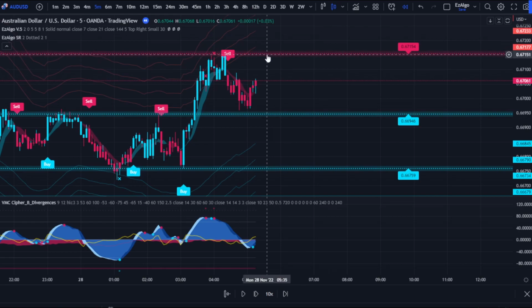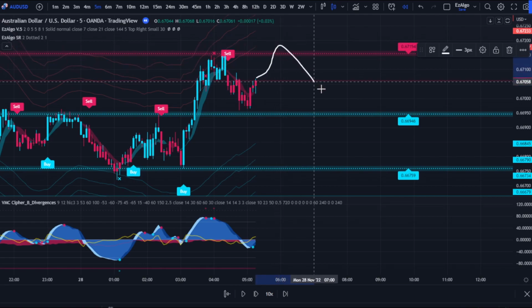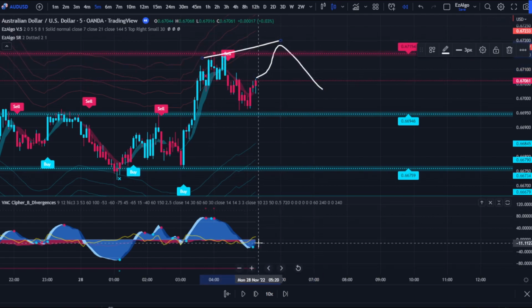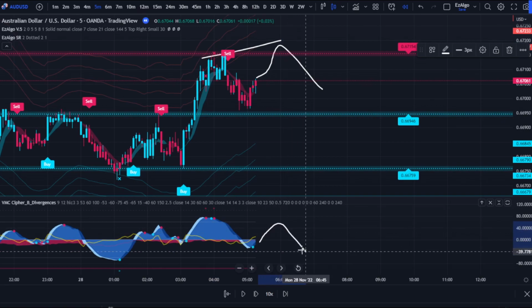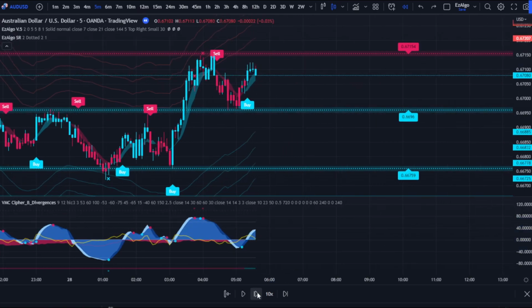A new resistance level has just formed, right? So what I'll be looking for now is for price to come back up to this resistance level, form a higher high right here as Vumanchu Cipher B forms a lower momentum wave for that divergence, and that will be our entry. There we have the buy signal.